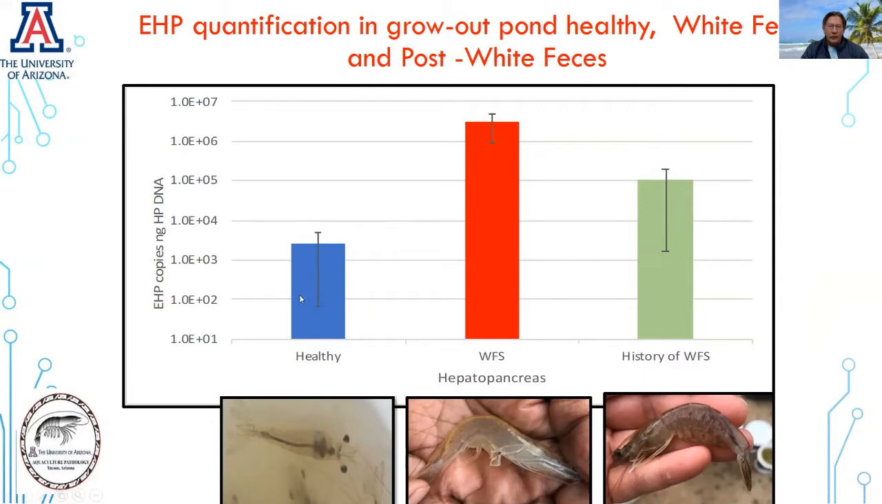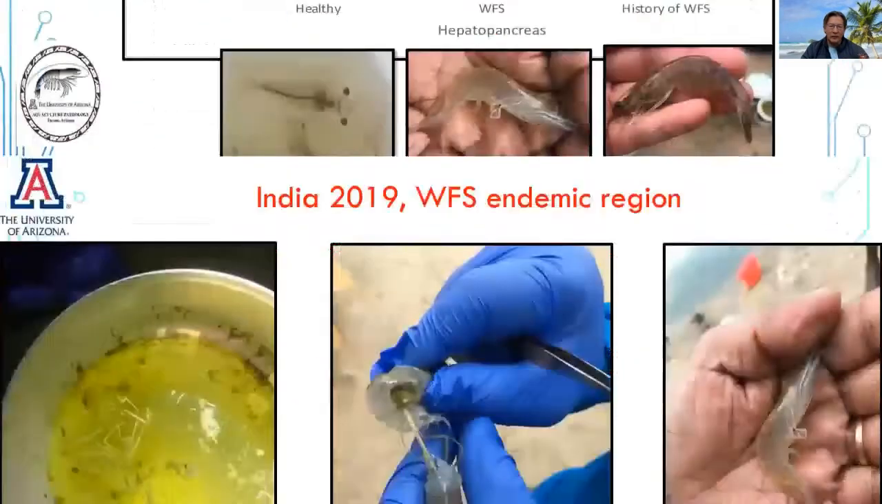If you see, you can see here in the figure the difference in the EHP load, and again, the higher amount of EHP was found in animals displaying the white feces syndrome. After, animals with a history of white feces, EHP was also observed, as you can see here. It was significantly lower versus the animals that were displaying white feces. So basically at this point, we know that when the animals were displaying white feces, the EHP load was higher, really high.